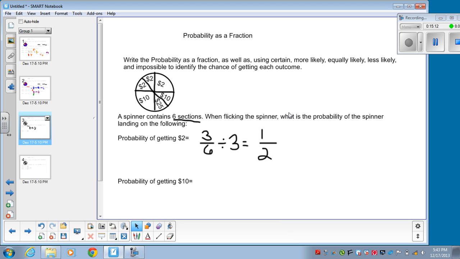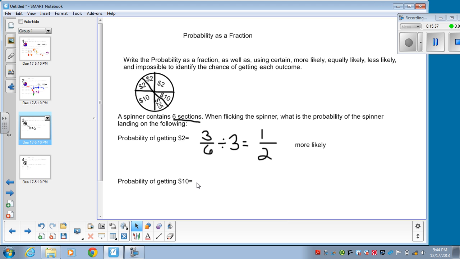So what is the likelihood of getting $2? Is it certain, more likely, equally likely, less likely, or impossible? If you said more likely, you're correct, because on the spinner, $2 appears the most, 3 times.